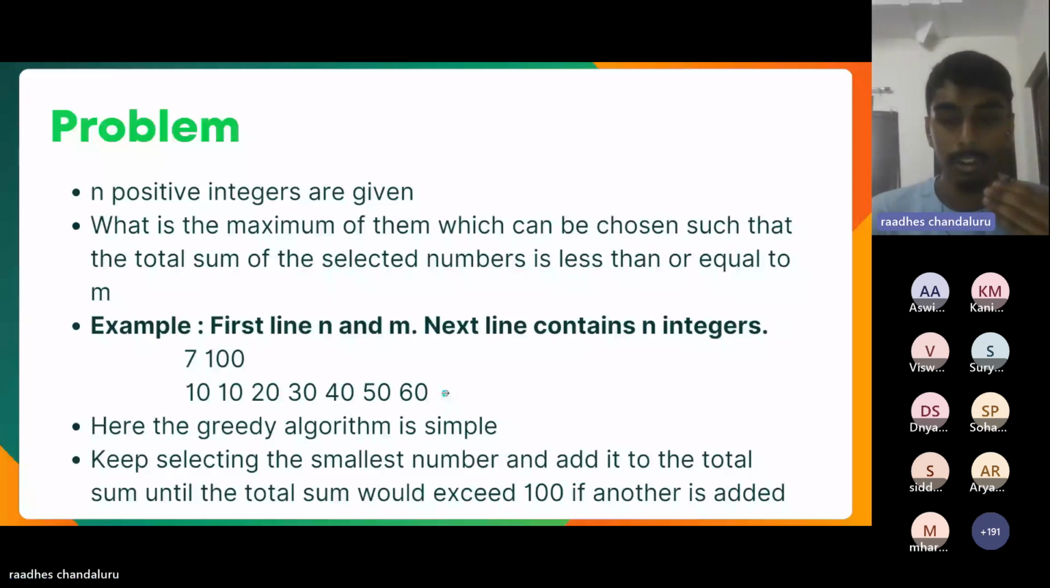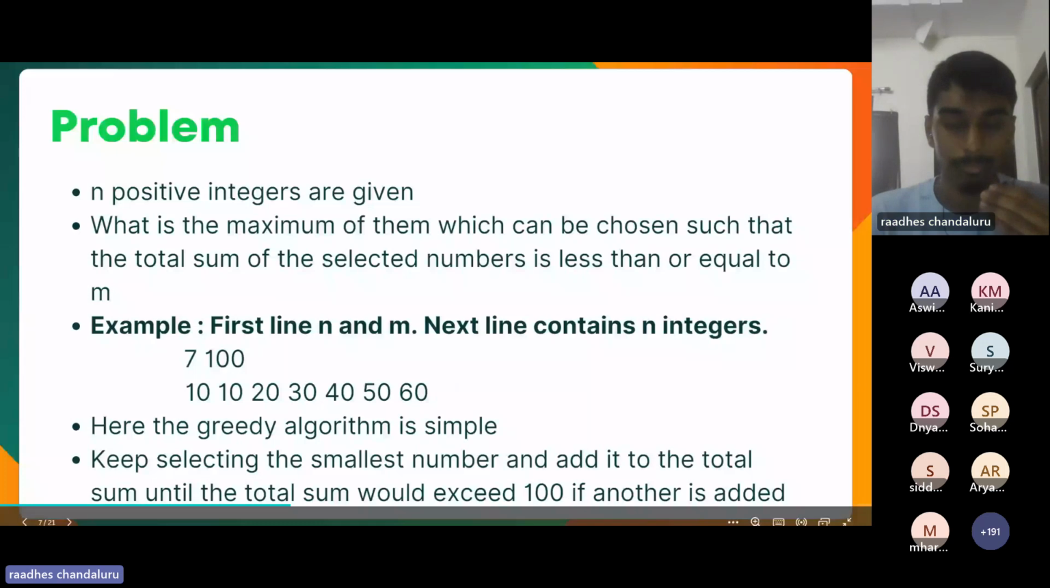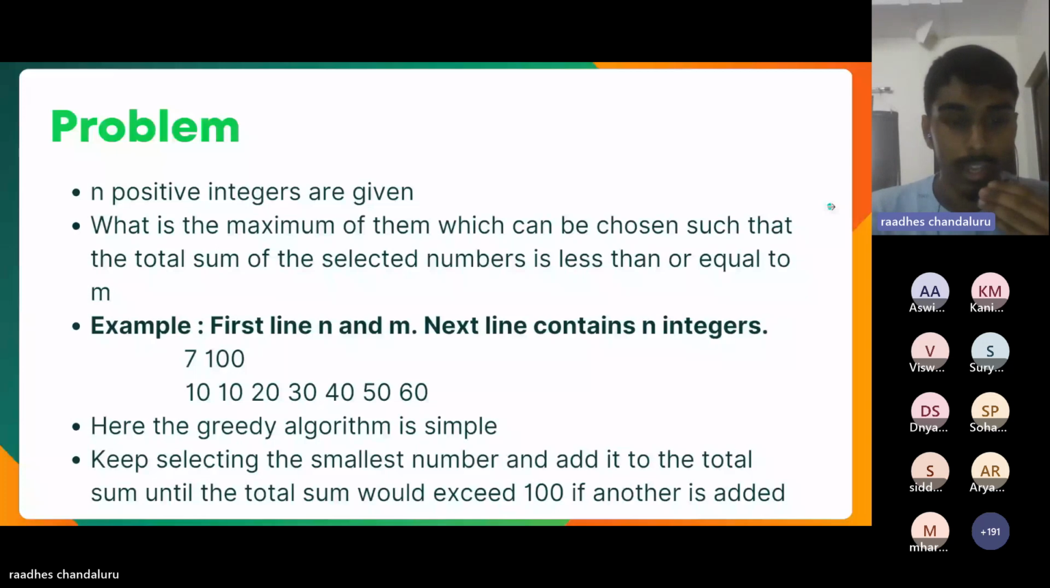So here the greedy algorithm which we should apply is pretty simple. We just keep selecting the smallest number and adding it to the total sum until the total sum is greater than 100. Basically, we have to keep the total sum of the selected numbers within 100 here. So we will just keep on adding the smallest numbers until it becomes more. And when it becomes more, we exclude that last number, and the selected numbers we have are the maximum number we can have.